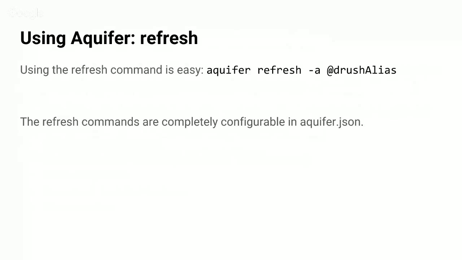The Aquifer refresh command is easy to use. You just run Aquifer refresh -a. If you want to pass an alias, you can pass it a Drush alias, and it will execute against whatever alias you provide. All of these commands are completely configurable in Aquifer.json, so if you need to add a command or remove one, you can totally do that. It's just a list of commands in the JSON file.